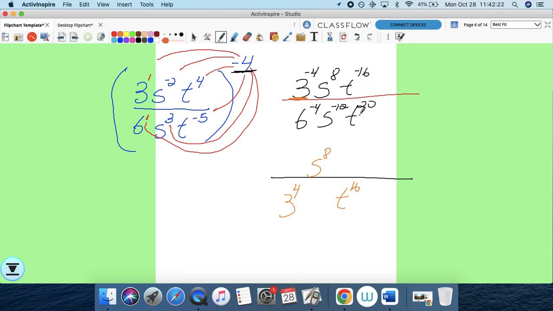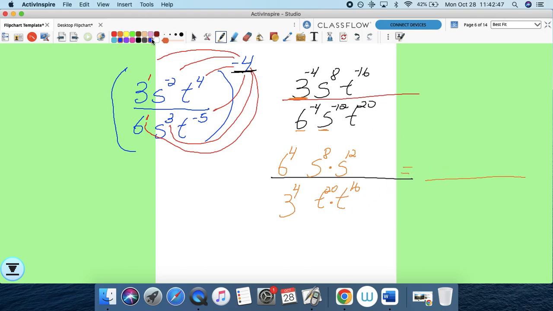Right, because negative exponents, so we go in the denominator, it becomes positive. S to the negative 4, well, we're going to throw this guy upstairs, and it's going to become a positive 4. S to the negative 12 also comes up, it becomes positive. But t to the 20, it's already positive, so that doesn't go anywhere, it just stays down here. And I'm going to write it over here. Now I can simplify.